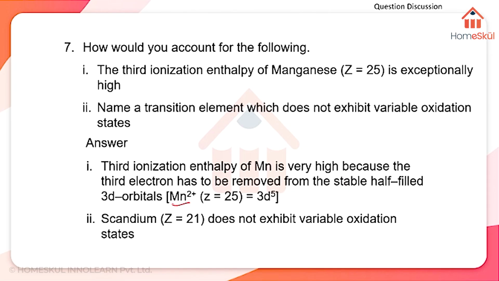Name a transition element which does not exhibit variable oxidation state. That is scandium, atomic number 21. Scandium does not show a variable oxidation state. So move on to the 8th question.